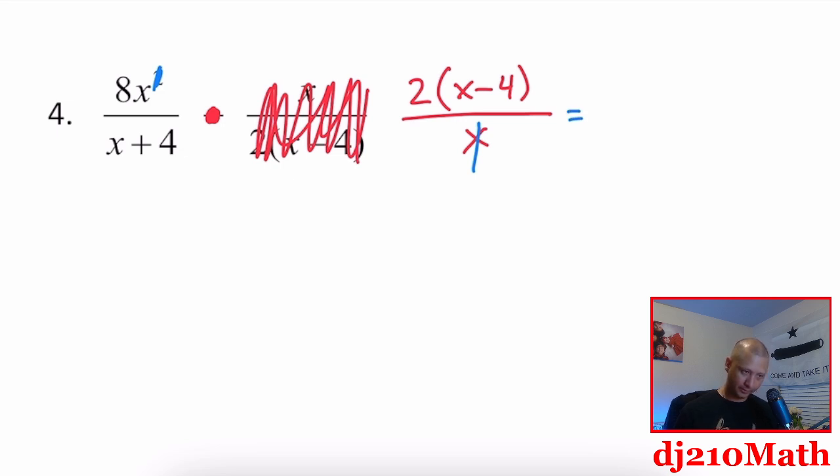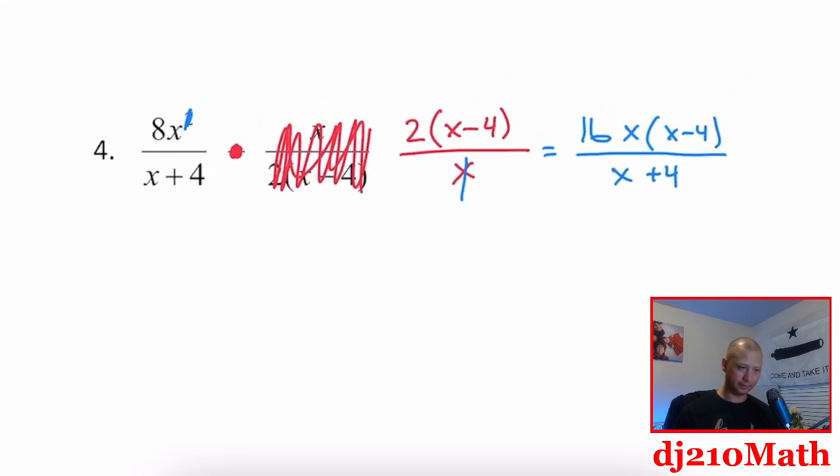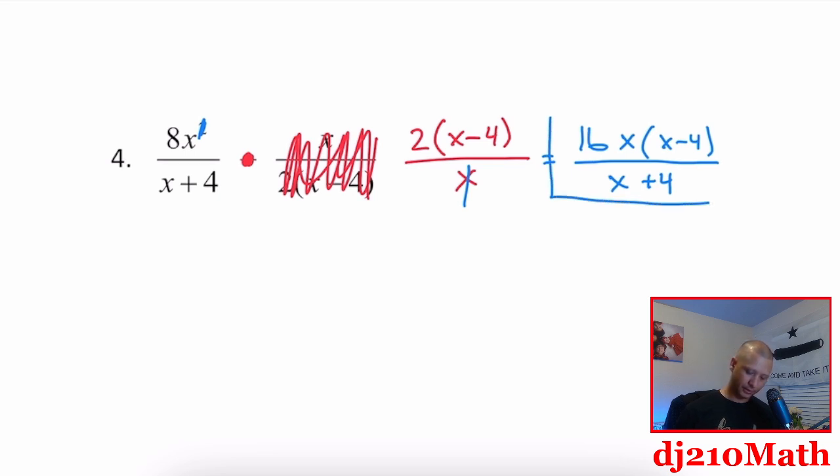So put it all together. 2 times 8 is 16. There's still an x up top. There's still an x minus 4 up top. All over. What's in the bottom? X plus 4. There it is, guys. That's it. We did it.